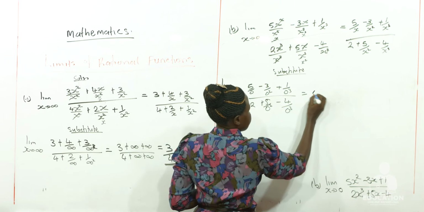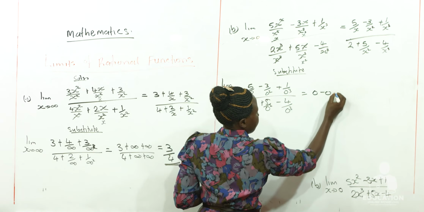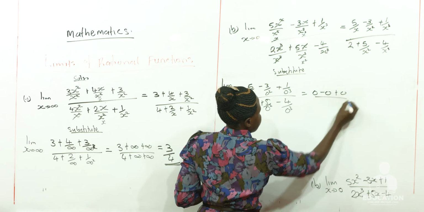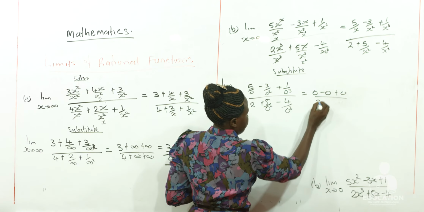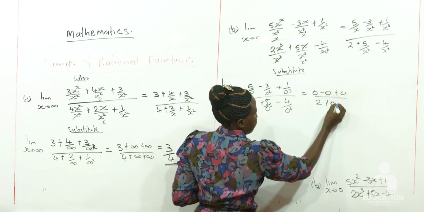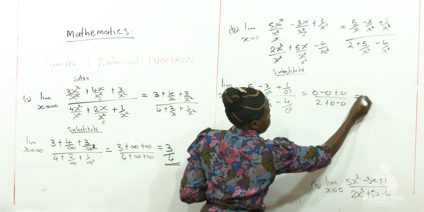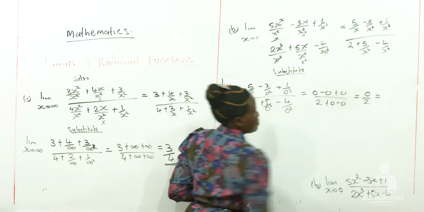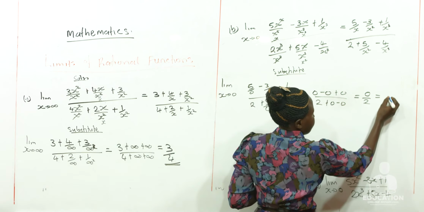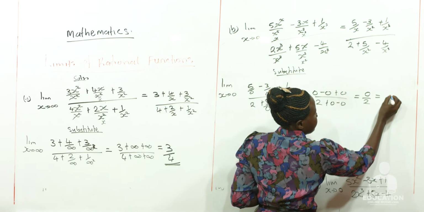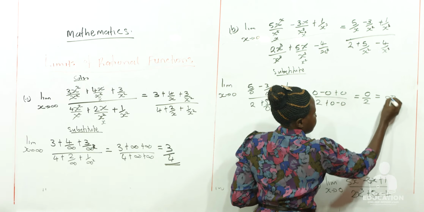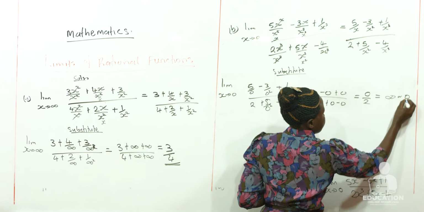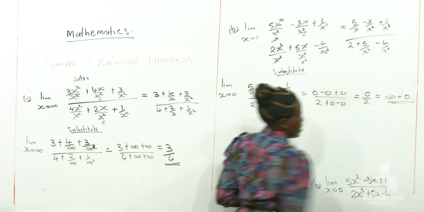So we get here 0 minus 0 plus 0 out of 2 plus 0 minus 0. So the whole answer will be 0 divided by 2, which will be what? 0 divided by 2, what do we get? Nothing divided by 2, you get nothing. That is, it gives us infinity. Infinity, or you say it is 0. So that is your answer.